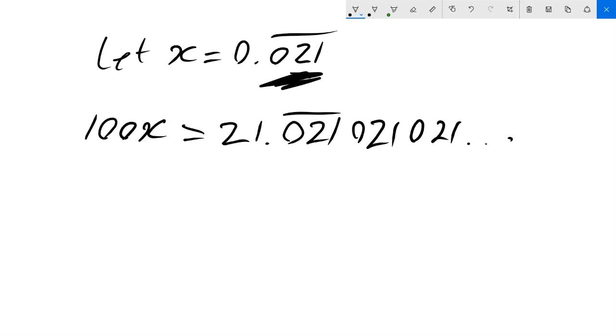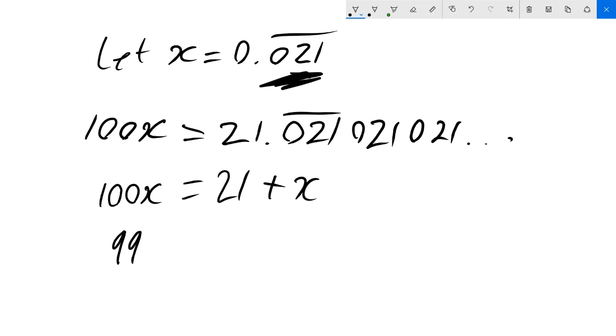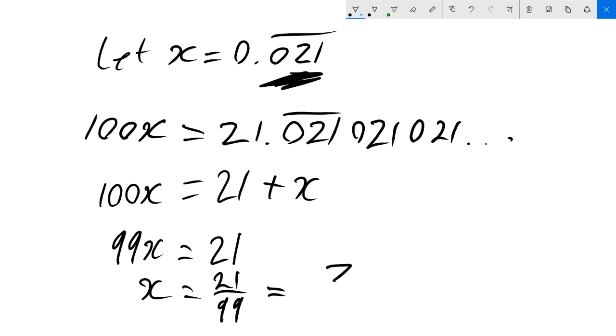So we can rewrite this as 21 plus x, and that's equal to 1000x. Then we can subtract x from both sides, so we have 999x equals 21, and then we divide both sides and we get 21 over 999, which we can simplify even more. That's 7 over 333, and that's our decimal. It's the same as what we originally had, 0.021 recurring, the exact same. You can try this on a calculator, it works, right?